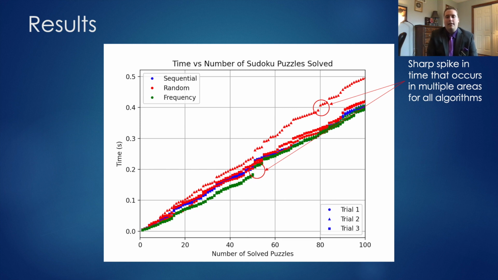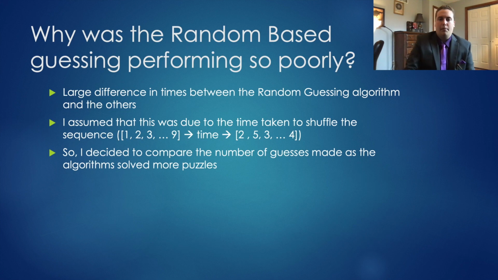And then the other thing I noticed was that the random-based guessing algorithm was performing very poorly. I noticed there was a large difference in time between that and both of the other algorithms. So I looked into it and found out that this was due to the shuffling of the sequence. Originally the sequence of guesses was 1, 2, 3 up to 9, but it had to change into a random one, and that takes a lot of time.